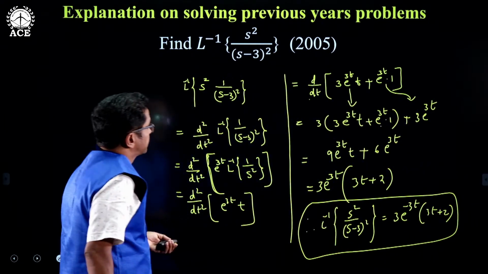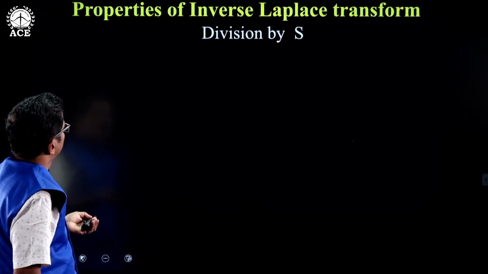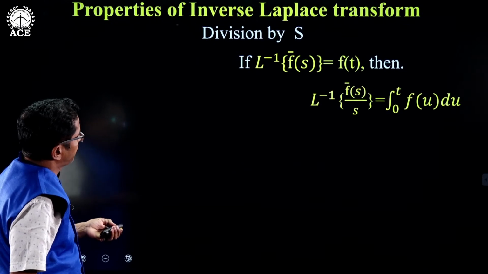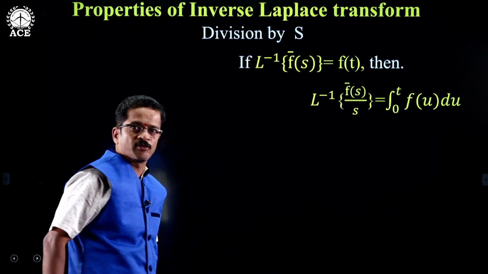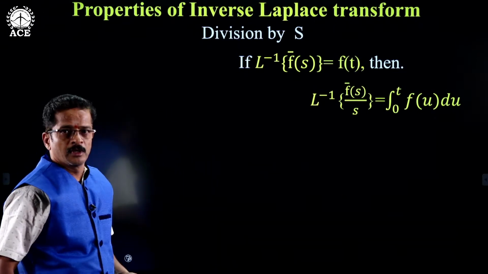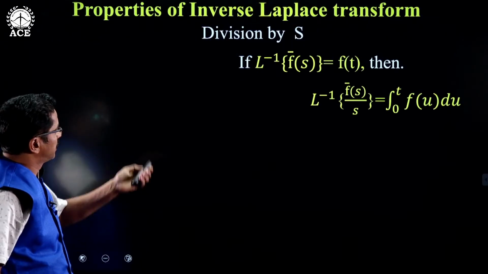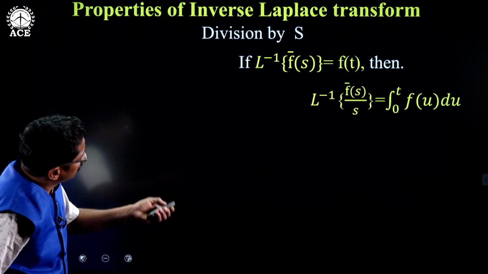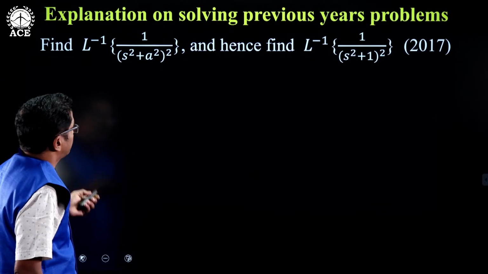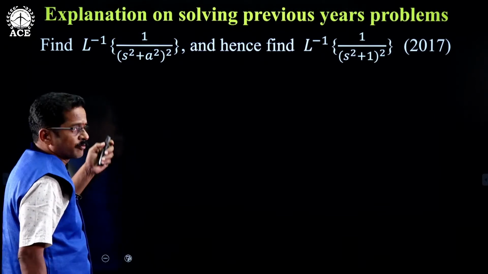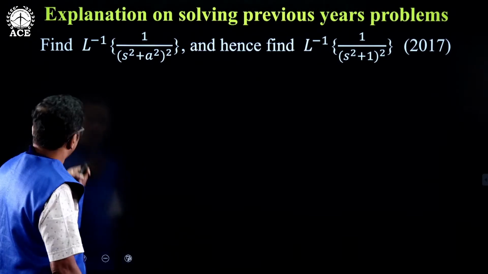This is multiplication by s. Next, division by s. L inverse of f bar of s by s is equal to integration 0 to t f of u du. This is division by s. This is a very important sum which was asked, and it was repeated so many times.